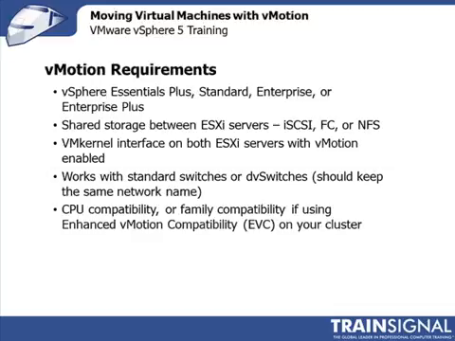Or you need to have CPU family compatibility if you're using the Enhanced vMotion Compatibility feature of vSphere, or EVC, on your cluster. So what that means to you is that the CPUs on the source and destination ESXi servers either need to be the exact same CPU or they need to be from the same family and from the same manufacturer. In other words, they need to be all from, let's say, a similar family of Intel CPUs or a similar family of AMD CPUs.